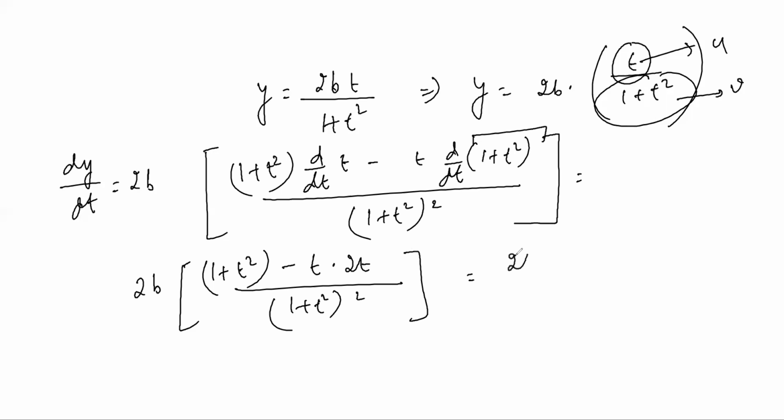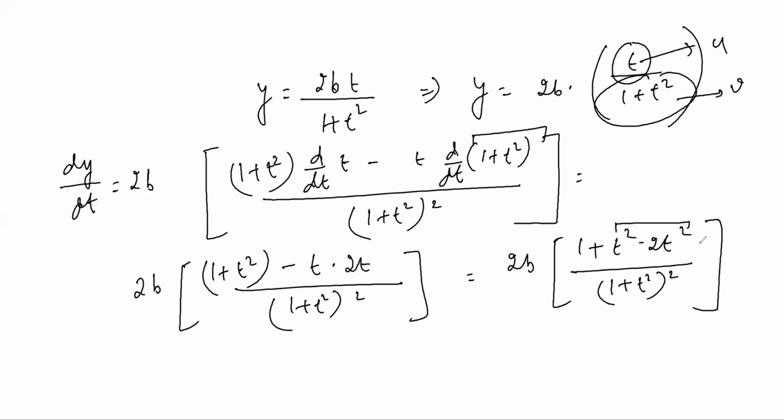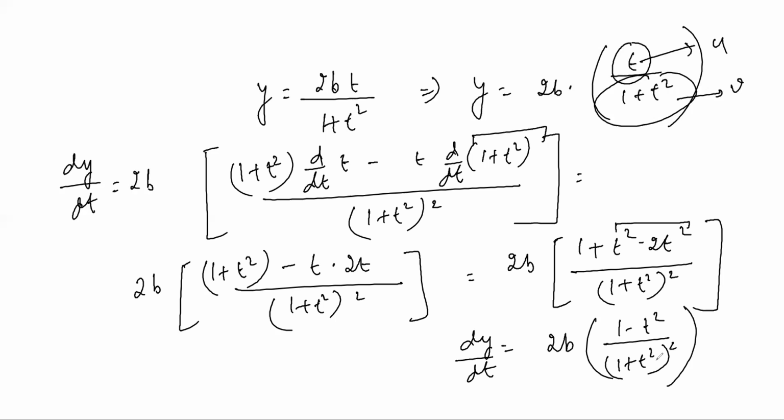So t into 2t divided by 1 plus t squares whole square. So it will be 2b, 1 plus t square minus 2t square. This t and 2t will become 2t square, and 1 plus t squares whole square in the denominator. So this t square minus 2t square will become minus t square. So your dy by dt will be 2b, 1 minus t square by 1 plus t square whole square. Okay, so this is your dy by dt.